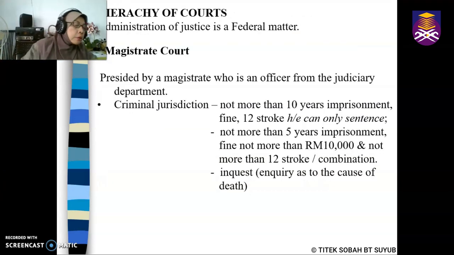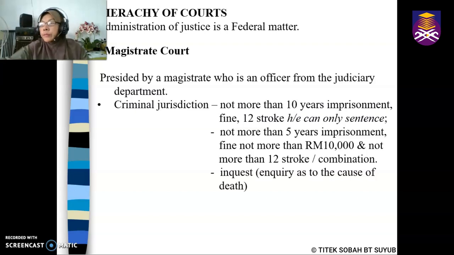Since we are discussing judicial binding precedent, now we are going to look at the hierarchy of courts. Kita nak tengok hierarchy system susunan mahkamah kat Malaysia, how this actually looks like. I will start with the lower court first. The administration of justice is a federal matter. Meaning this is under the jurisdiction of the federal government, federal law. It is not within the jurisdiction of the state.